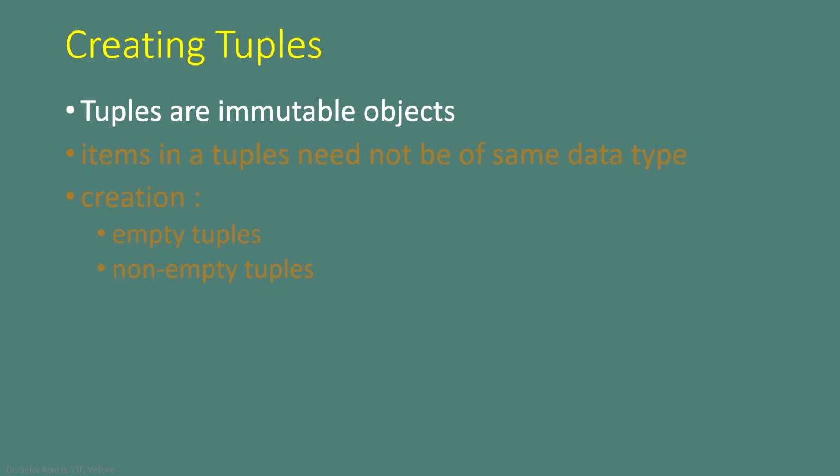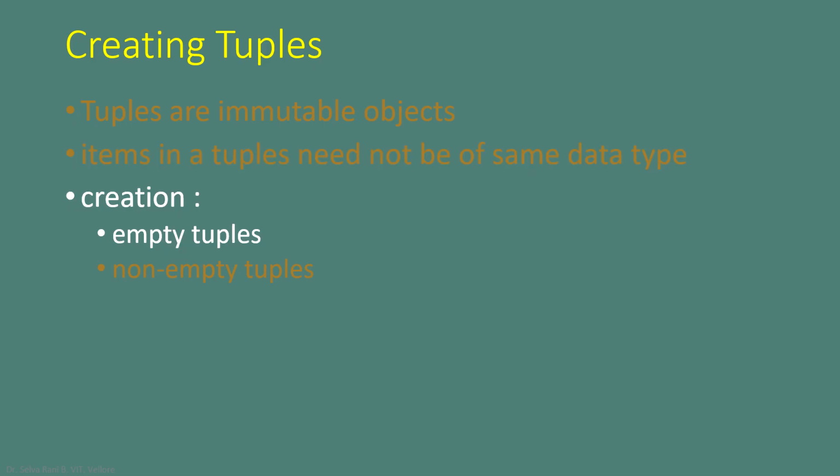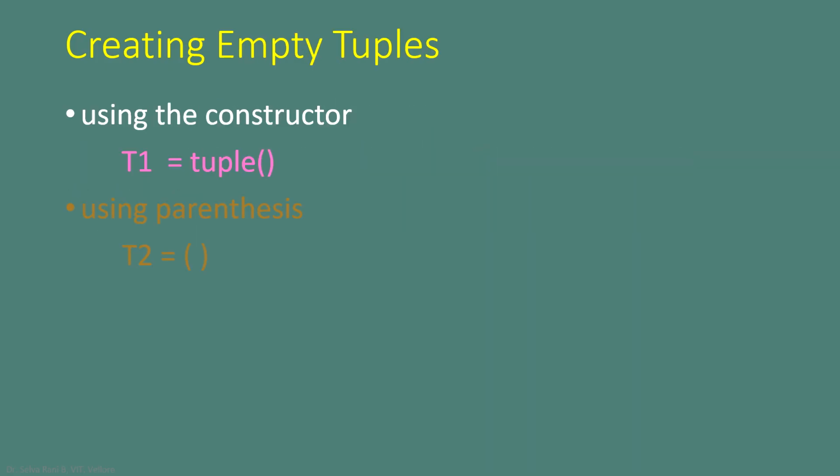Now let's see how to create tuples. Tuples are immutable in nature and the items in the tuples need not be of the same data type. Now let's see how to create empty tuples and how to create non-empty tuples. Creating empty tuples can be done with the help of two methods. The first one is using the constructor tuple.